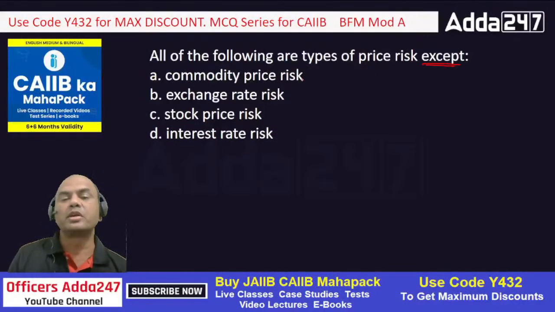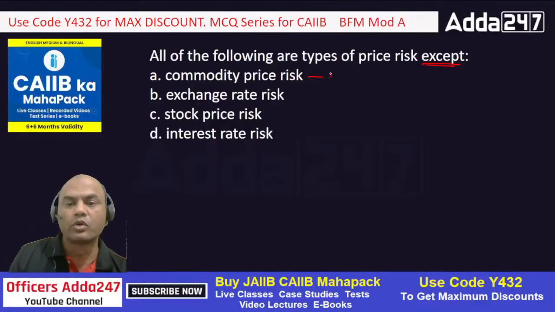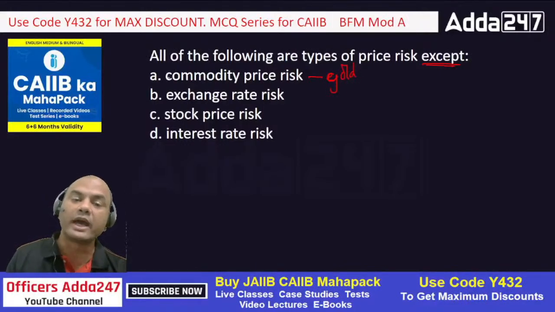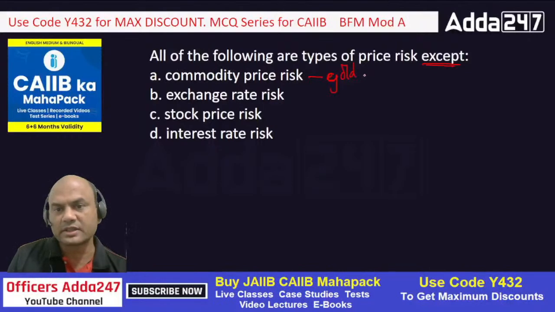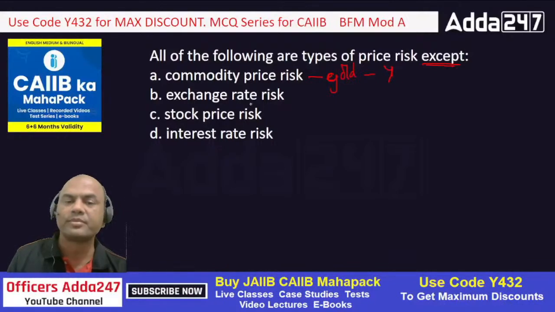Commodity means, let's take few examples. Gold. Gold price can go up or down. Is this a price risk or no? Type yes in the comment section if you agree that this is a price risk. Commodity price risk. Is this a price risk? Type yes. Okay, so I'll write yes over here.